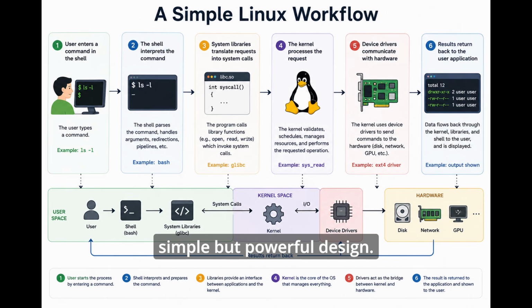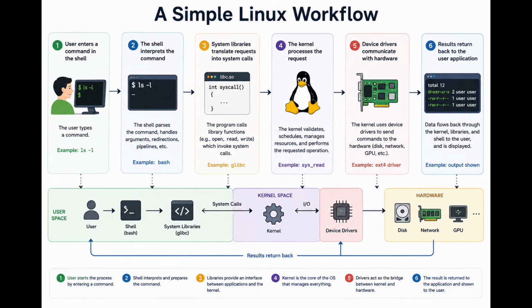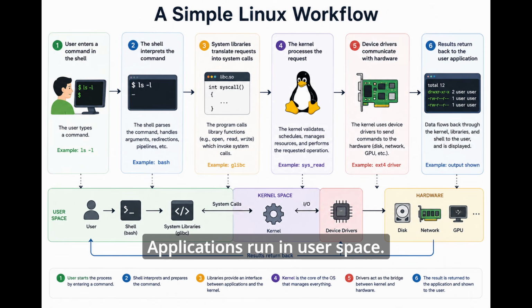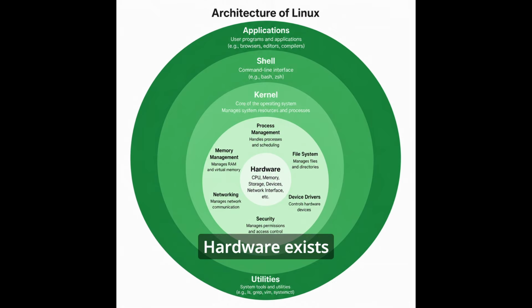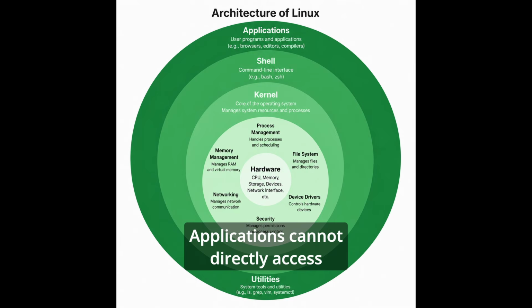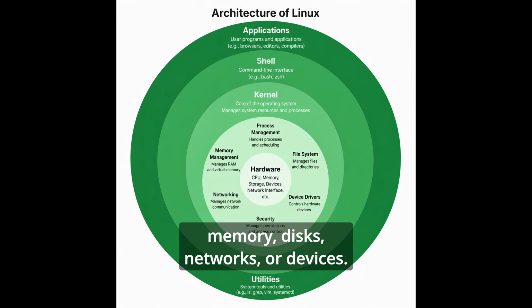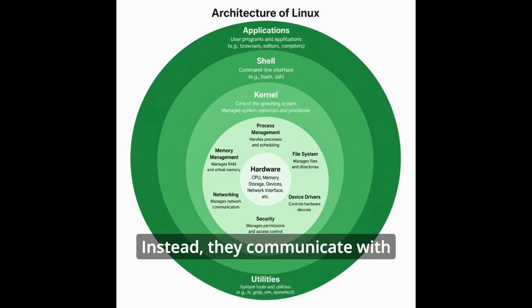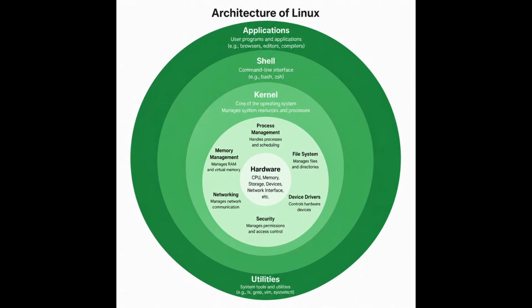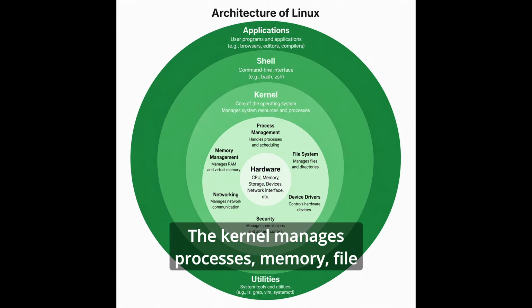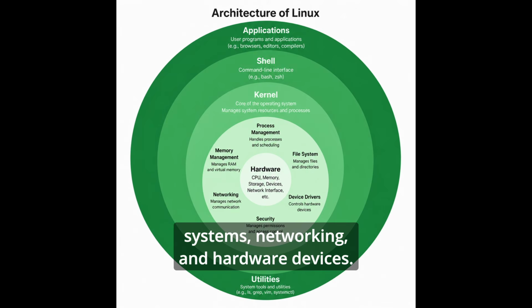Linux is built around a simple but powerful design. Applications run in user space. Hardware exists at the lowest layer. Between them sits the Linux kernel. Applications cannot directly access memory, disks, networks, or devices. Instead, they communicate with the kernel through system calls. The kernel manages processes, memory, file systems, networking, and hardware devices.